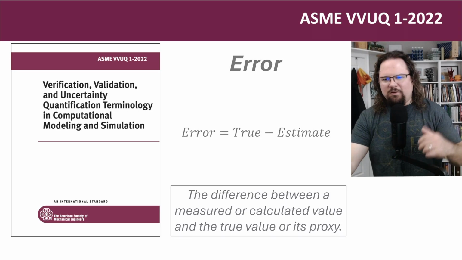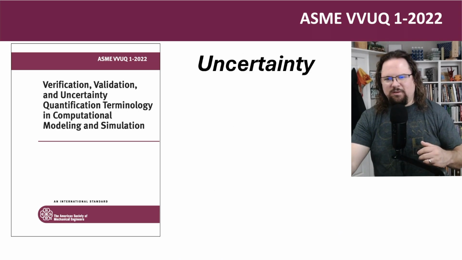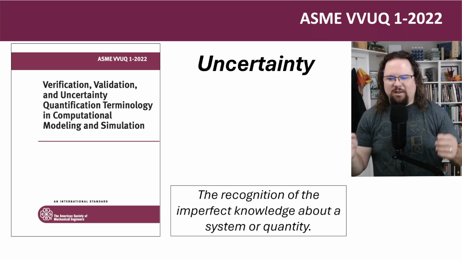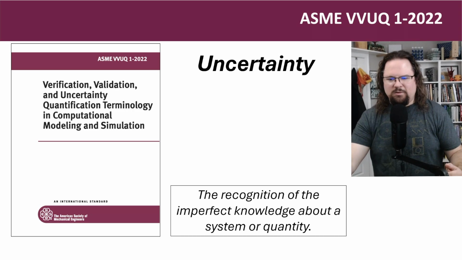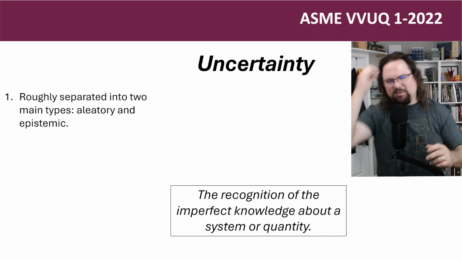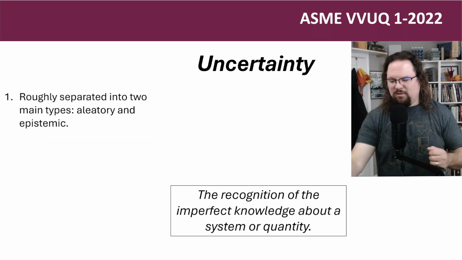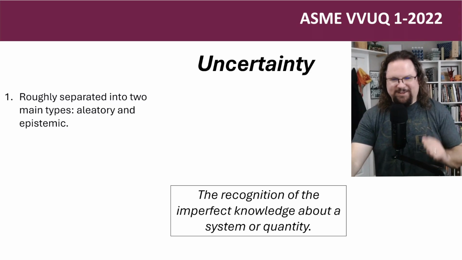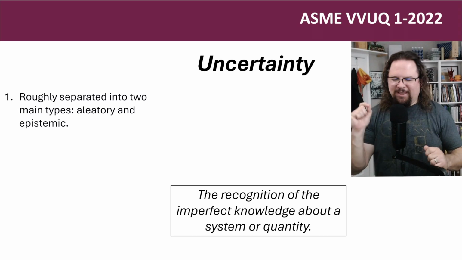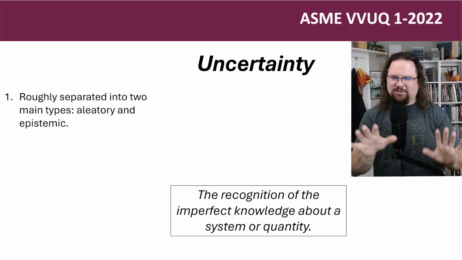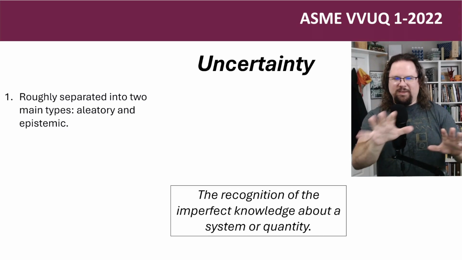So with defining error, we can now define uncertainty. And uncertainty is defined as the recognition of imperfect knowledge about a system or quantity. We generally separate uncertainty into two main types, aleatory and epistemic. These are really fun terms because I have not heard any terms get people more upset than these two terms. But I think the standard does a really good job of staying away from getting people upset.